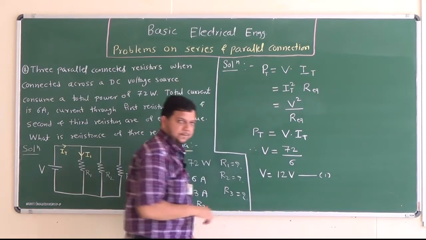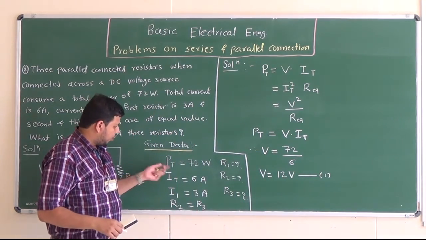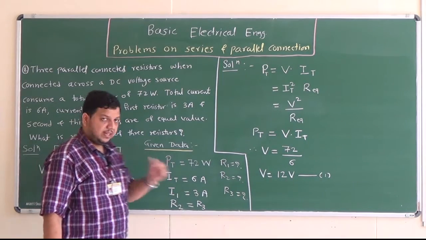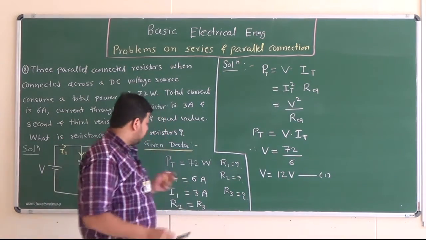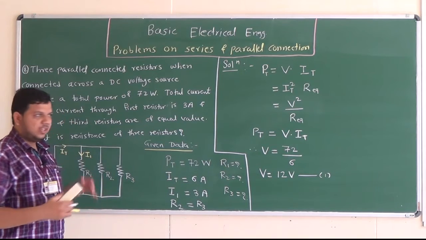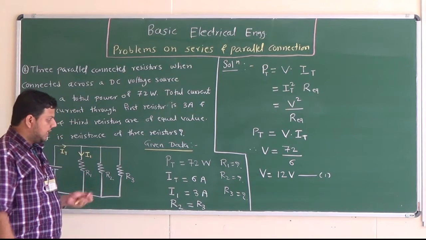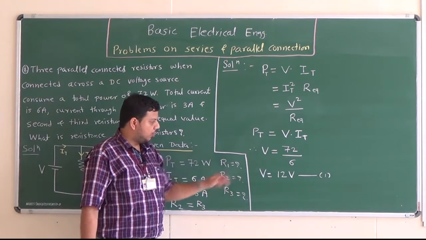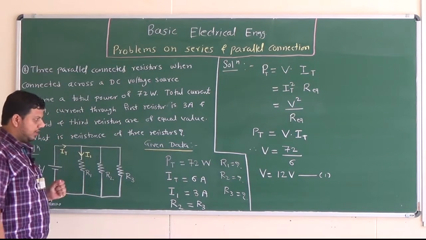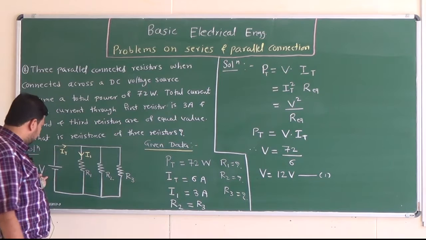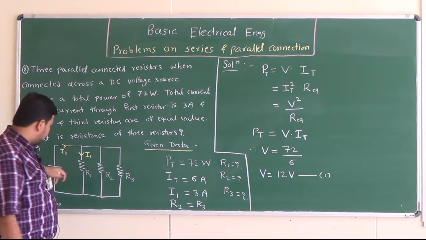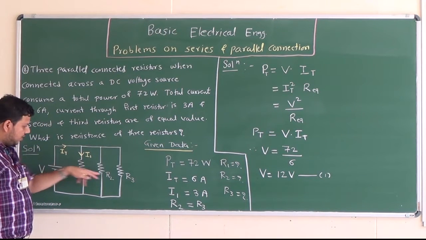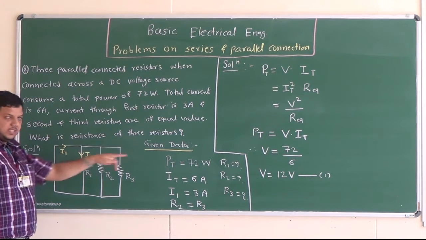Equation number 1. Okay. So from total power and total current, we can determine total voltage. While solving such problems, there is more than one way to solve the problem. Now we will see the simplest way. Here total voltage we have got as 12 volt. Now how can we make use of this total voltage? As you can see, voltage across all the resistances will remain the same, 12 volt.